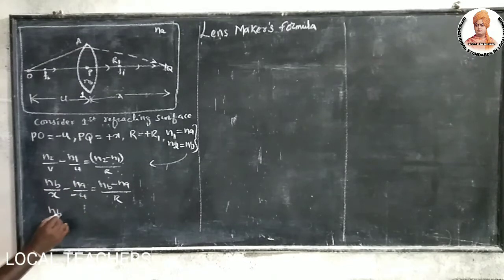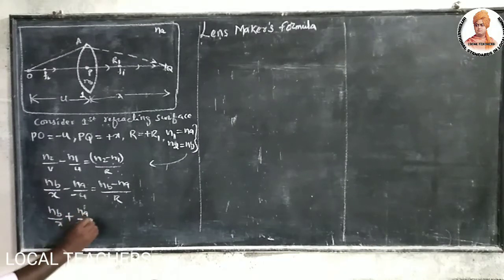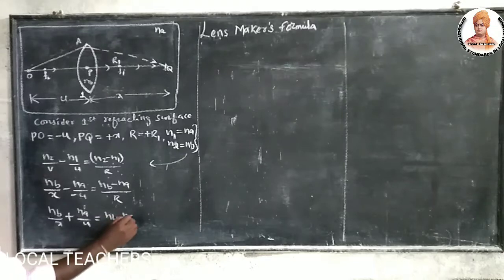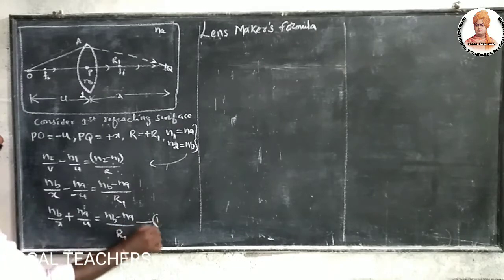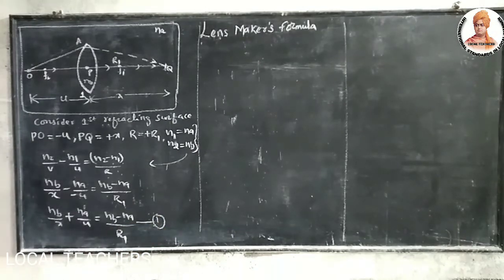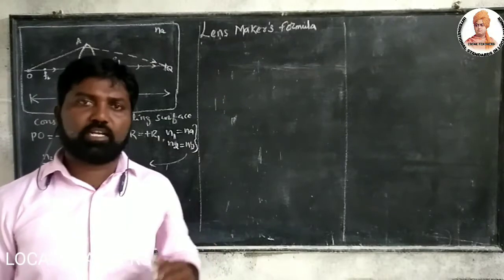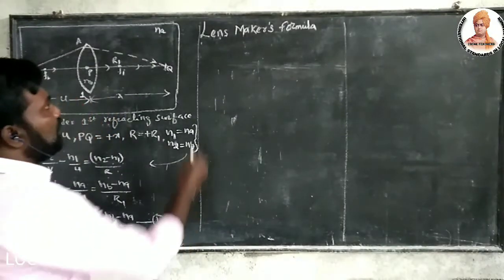So I can write Nb by x, minus into minus, plus Na by u equals Nb minus Na by R1. Consider this is equation number 1, obtained by refracting surface 1.